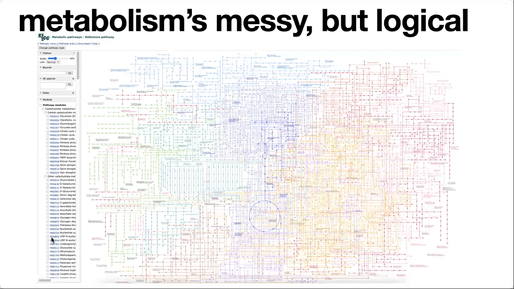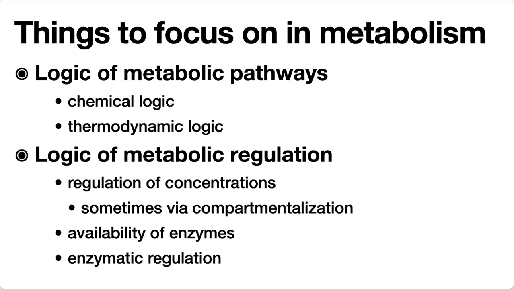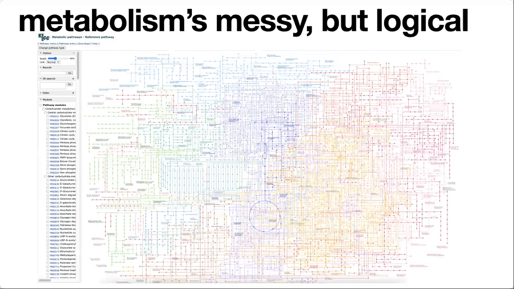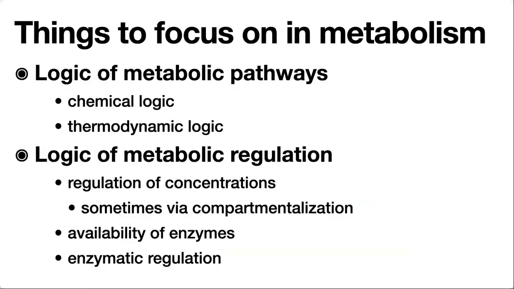When it comes to metabolism, things are messy, but they're logical. And so rather than trying to memorize pathways and that sort of thing, let's focus on the logic behind these pathways and the logic of metabolism, the logic of how we have all of these interconnecting pathways, all of this crazy stuff going on. But really at its heart, we can focus on things like the chemical logic. Why are things happening in this order?